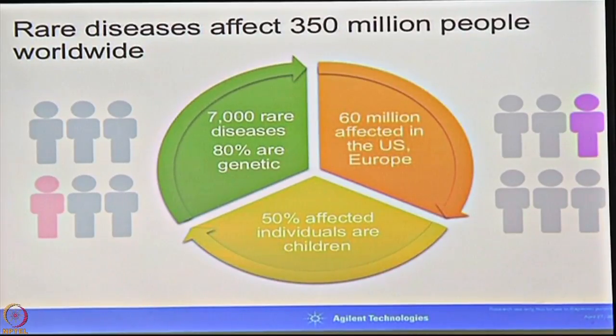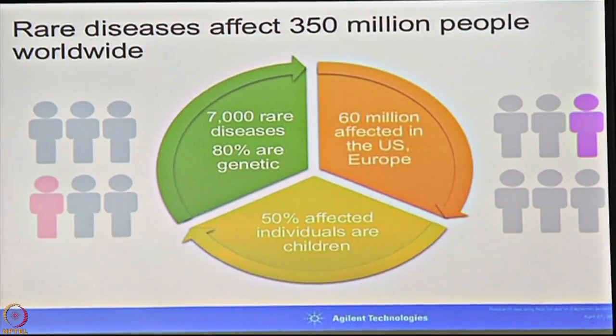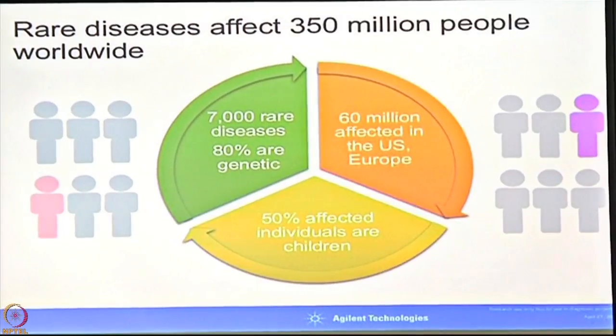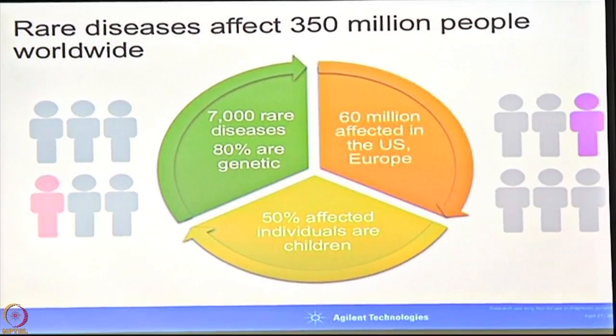So, yes, please. We are talking about 60 million affected in the US and Europe. Is there any study for any reason? Yeah, I'm coming to the next slide. This is some worldwide data I'm telling. Now I'm going to the next slide. I have Indian data also. And 50% of the affected are children.